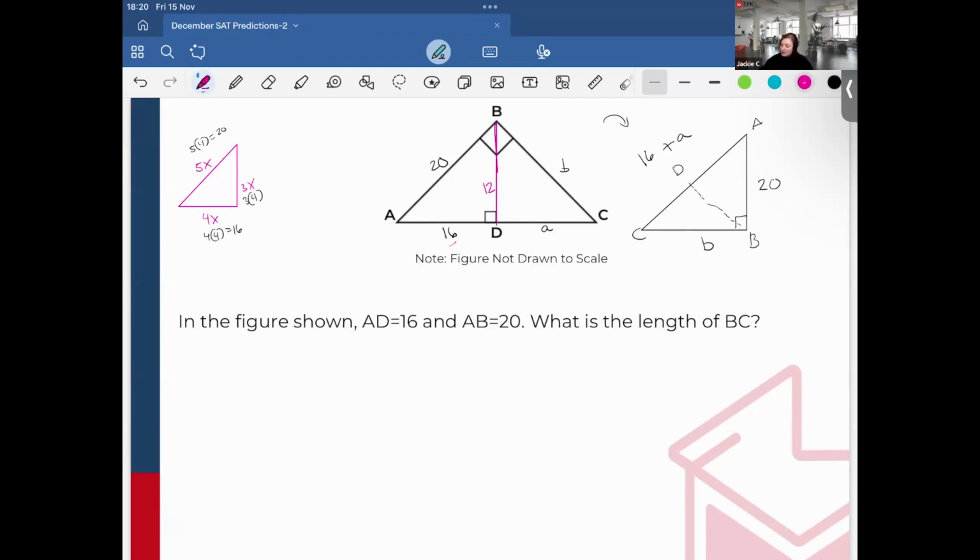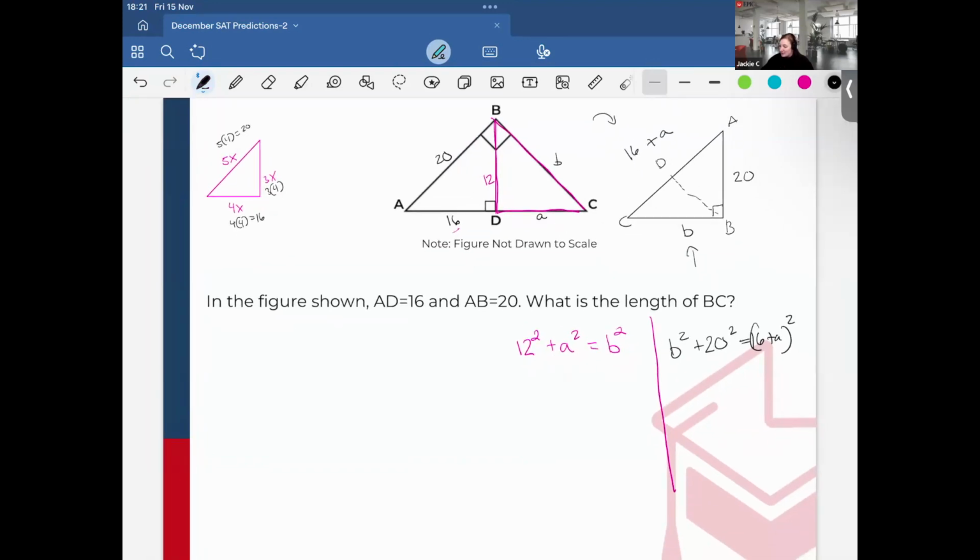And now let's look at my pink triangle. Okay, so I can create an equation. I can say 12 squared plus A squared is equal to B squared. And I can also create an equation with this triangle here. I know that B squared plus 20 squared is equal to 16 plus A squared. Amazing. And now, oh my goodness, look, I have what B squared is, so I can substitute this in for here. Let me do that.